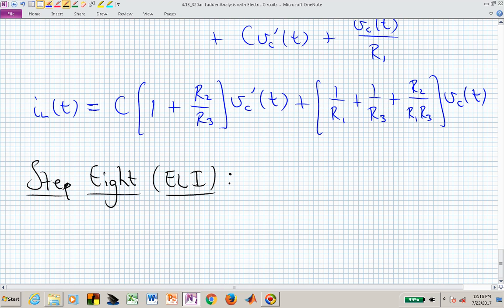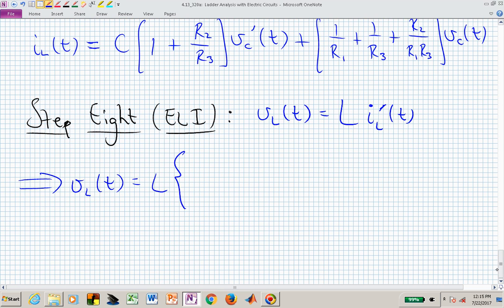Step 8 is Eli, which now says that V sub L of t is L I sub L prime of t. And now we'll just have to differentiate what we just found and scale it all by L. And doing that now allows us to write the following. Now we have V sub L of t is equal to L times, all times C times 1 plus R sub 2 over R sub 3.